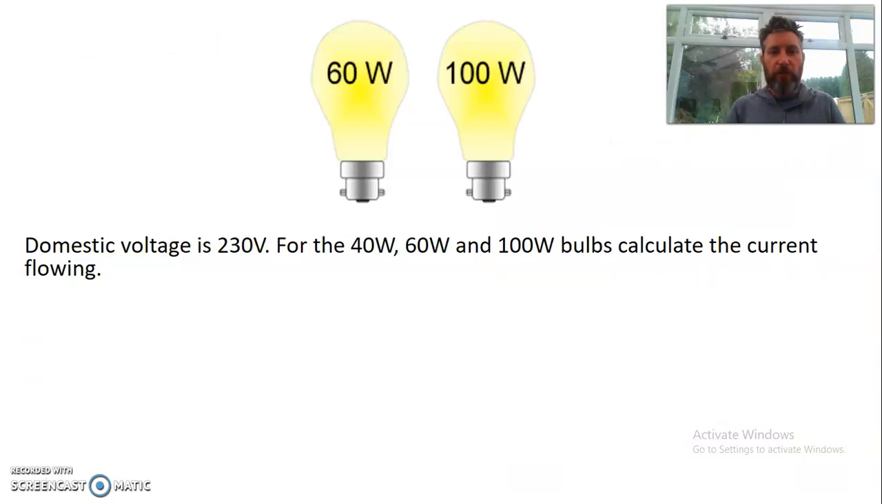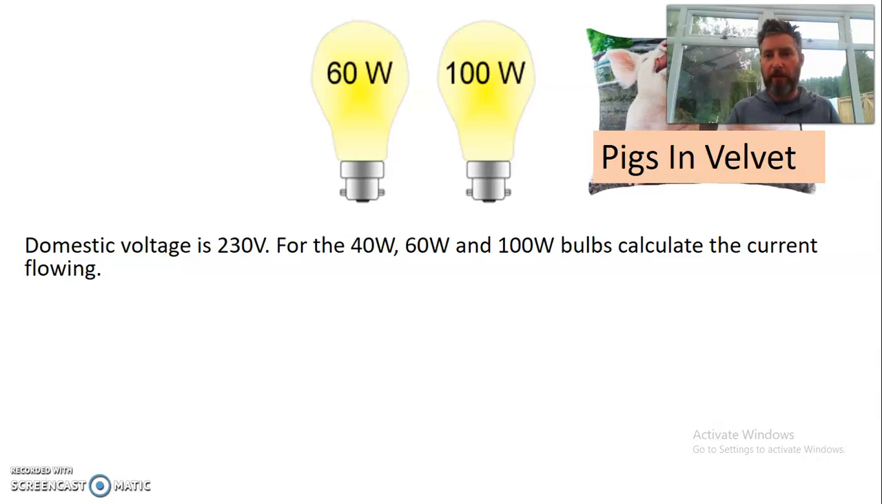Domestic voltage is 230 volts. For the 40 watt, 60 watt and 100 watt bulbs, calculate the current. Right, what have I got? I've got V, I've got P, and I've got I. I've got current, power, and I've got voltage. So I'm doing pigs in velvet.